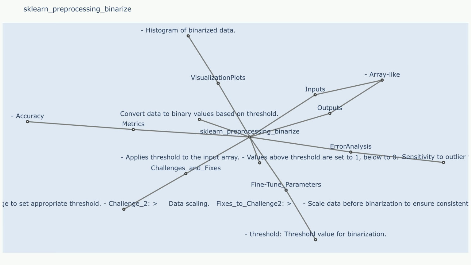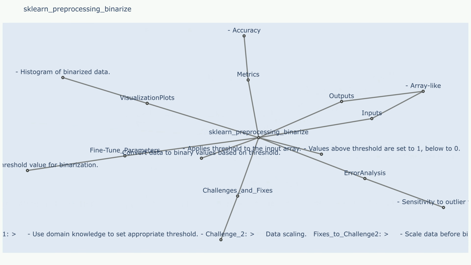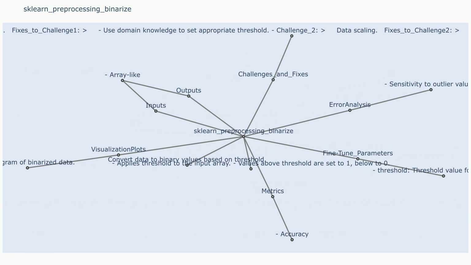sklearn.preprocessing.binarize. Description: binarize data set feature values to 0 or 1 according to a threshold. Inputs: X, array-like, sparse matrix or pandas DataFrame. Data to binarize, where n_samples is the number of samples and n_features is the number of features.